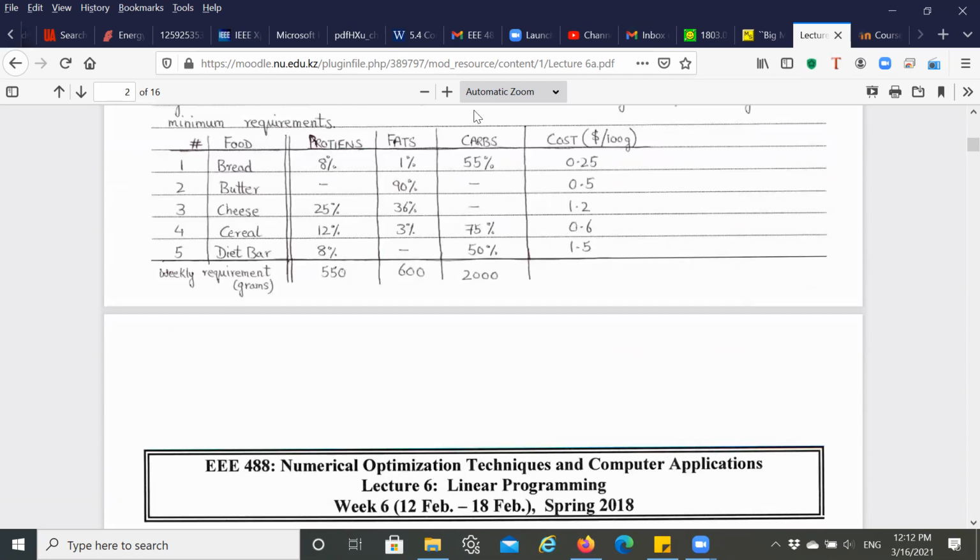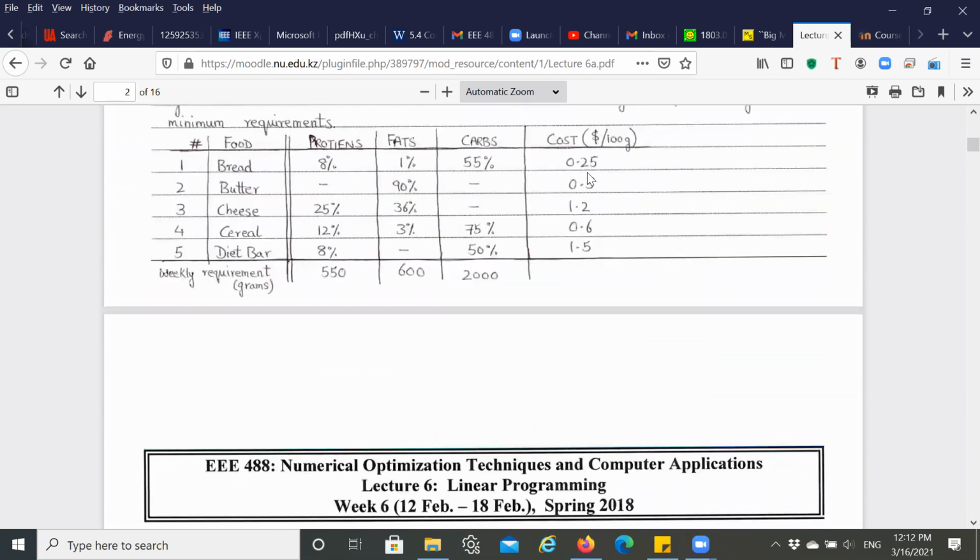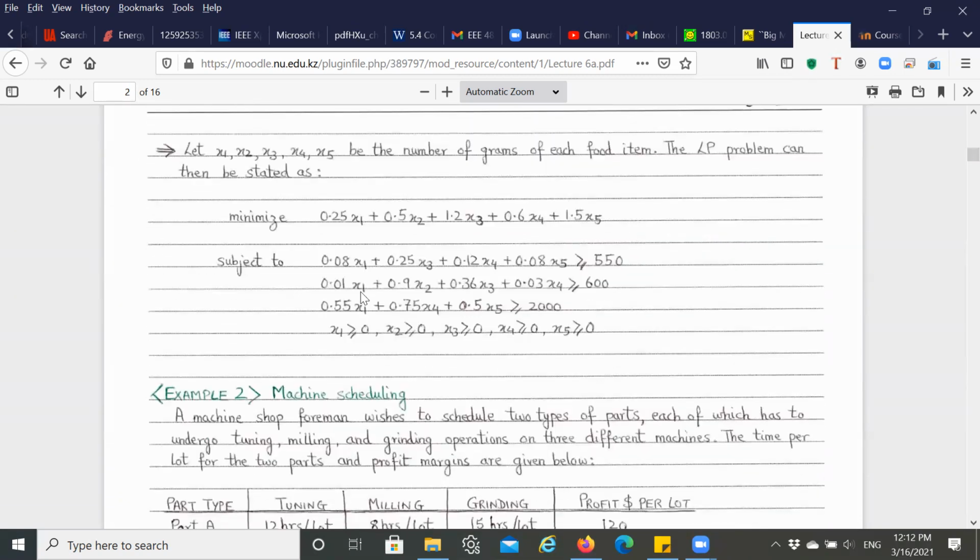Since we have 3 columns, we'll have 3 constraints. And obviously, since x is the amount of grams, it cannot be negative. It is either 0 or some positive value. That's why we have this last constraint, which is all x greater than or equal to 0. So is it clear? Any questions regarding this formulation?